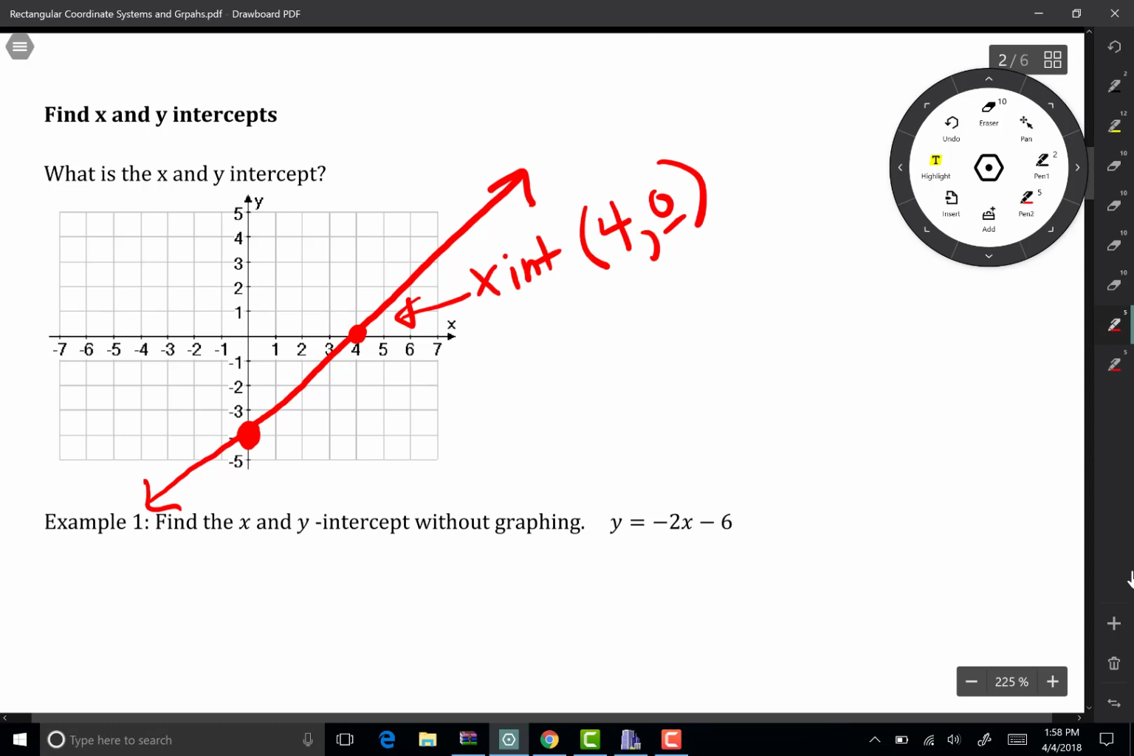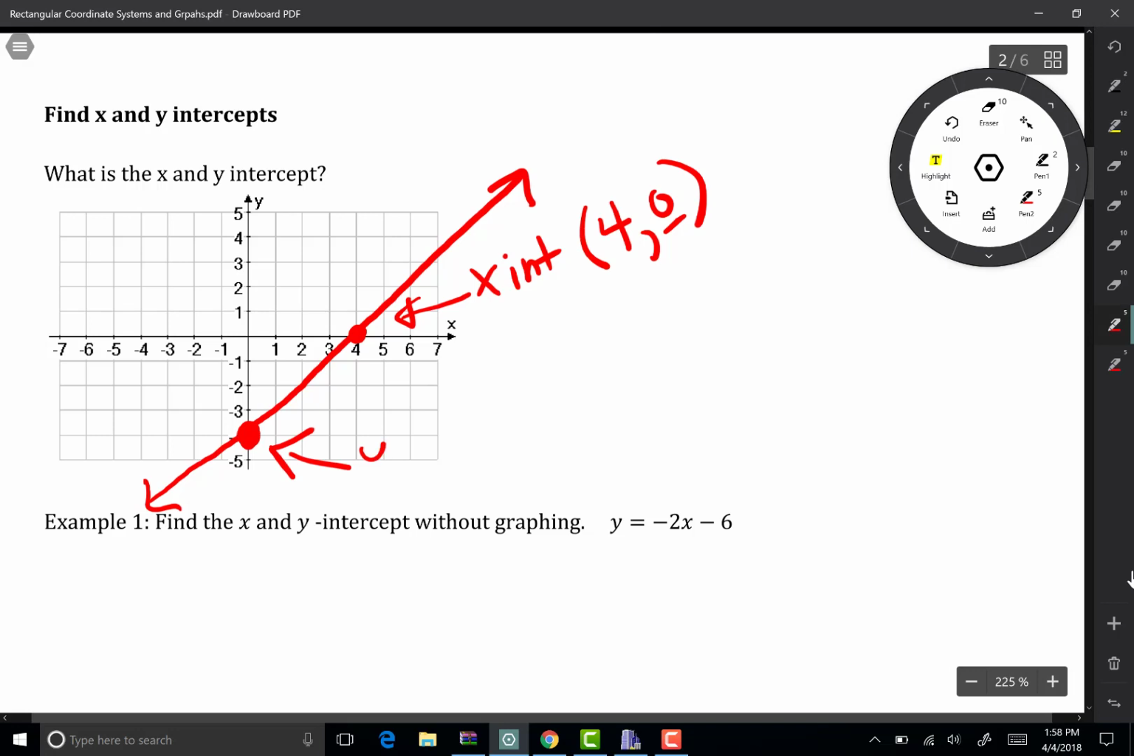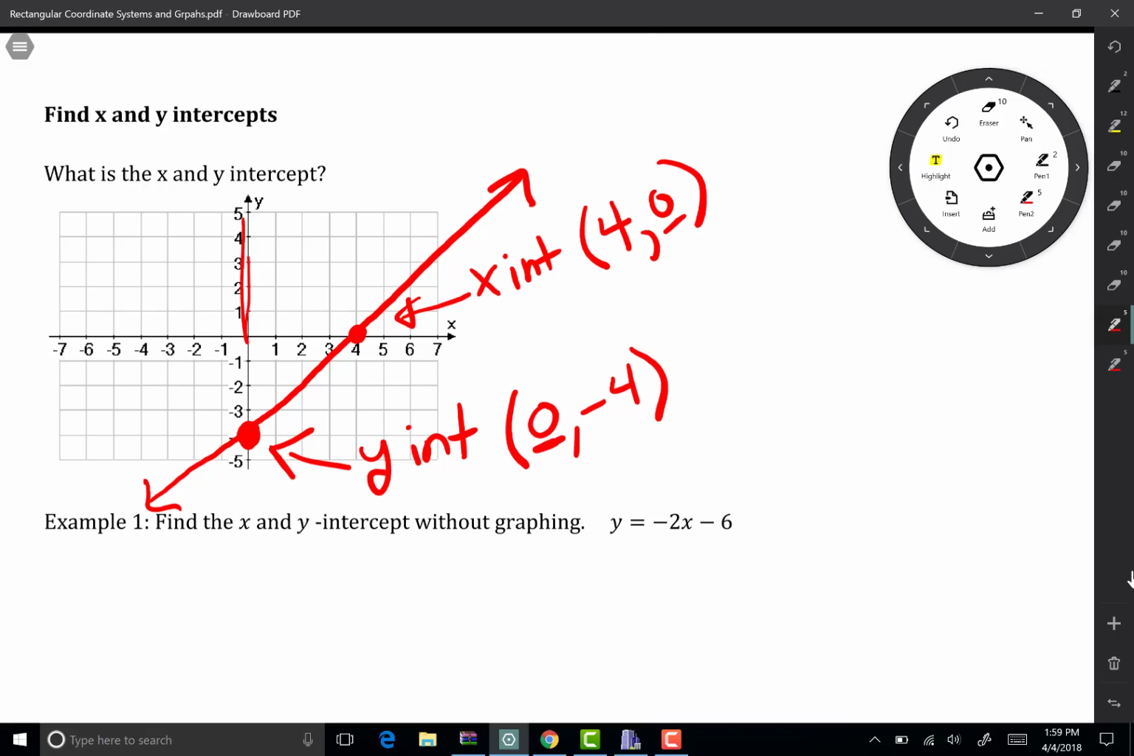When I look for the y-intercept, that's down here. That's where it crosses the y-axis. So this is my y-intercept. This is the point 0, -4. Notice that the x value is 0. So any point along here on the y-axis, you're going to have an x value of 0.